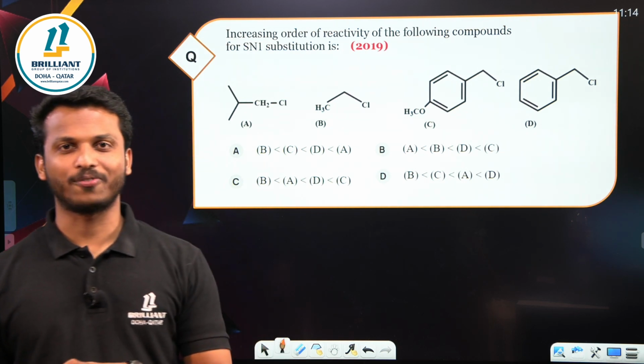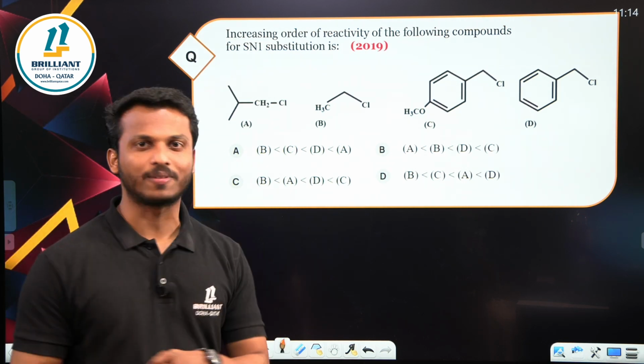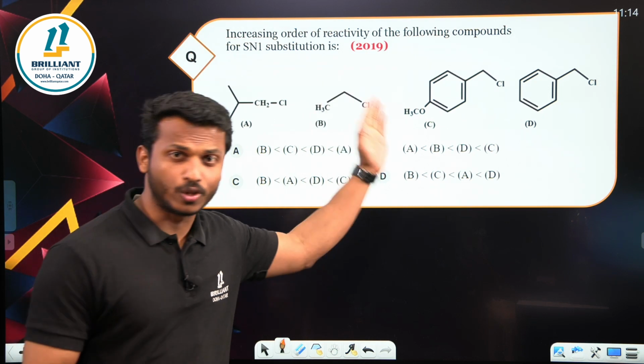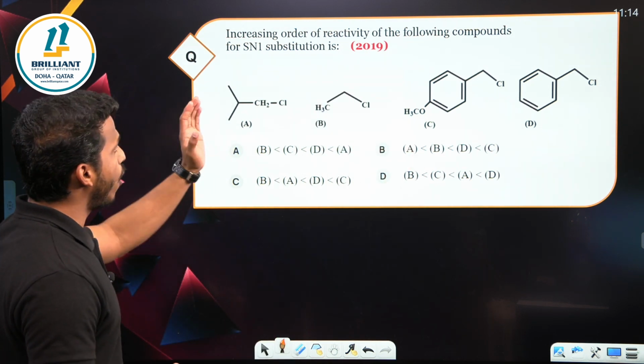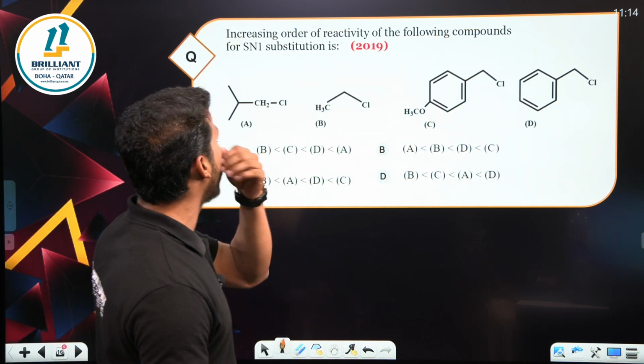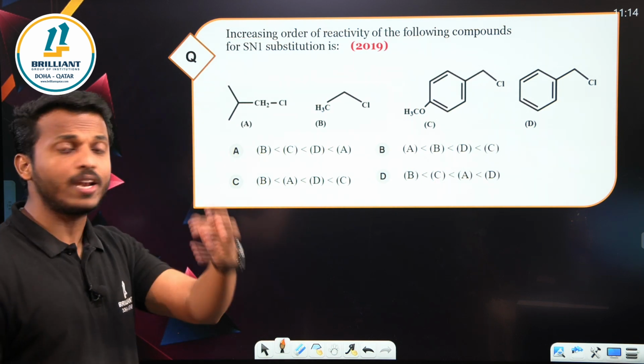Welcome to the second session of the JEE previous year questions from the chapter Haloalkanes and Haloarenes. Let's go to the question directly. The increasing order of reactivity of the following compounds for SN1 substitution.